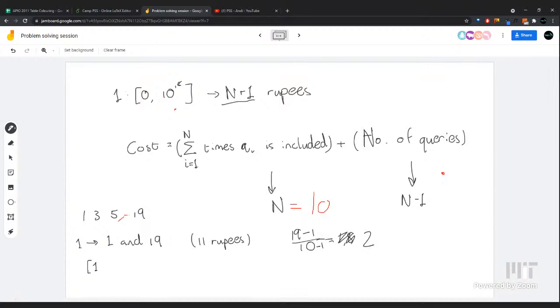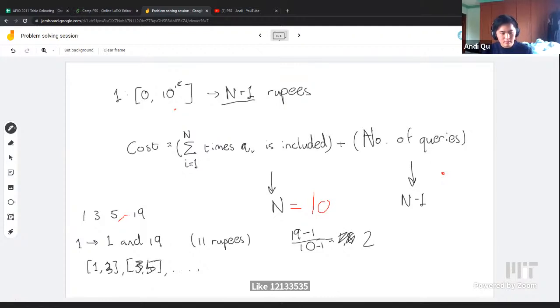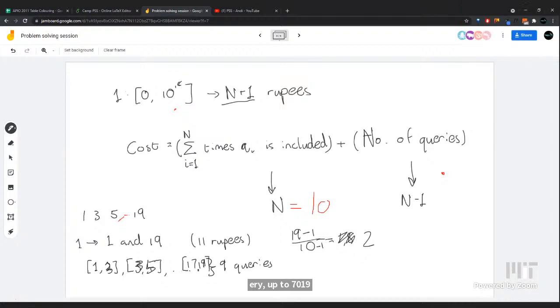So this means you query in blocks of 2. So you query 1, 3, then 3, 5, and so on. So in total, there are 9 queries because we query up to 17, 19. And in each query, we pay 3 rupees.